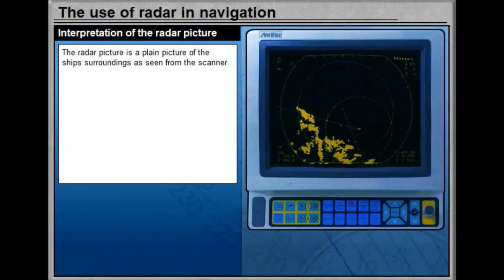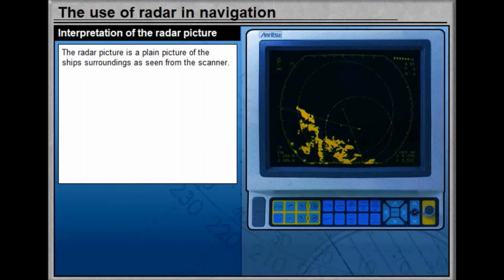The radar picture is a plain picture of the ship's surroundings as seen from the scanner. The 5 words, as seen from the scanner, are very important. Always remember that the radar cannot see what you couldn't see if you were up at the antenna.